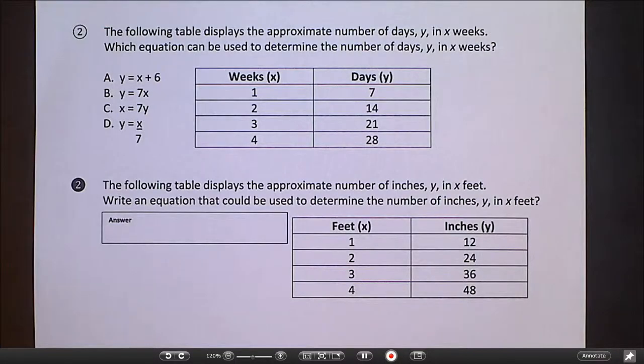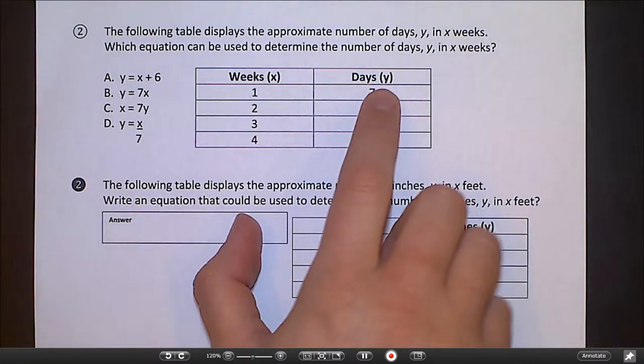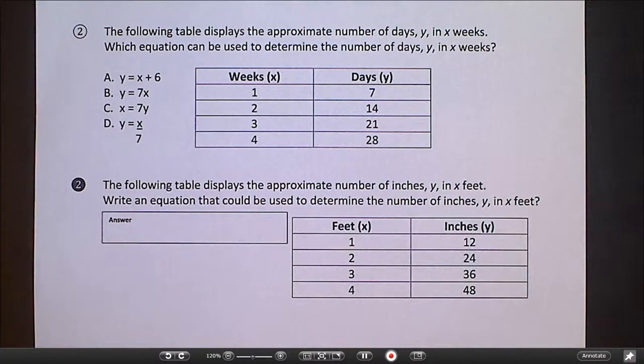Okay, number 2 says the following table displays the approximate number of days, y, in x weeks. So x is our weeks, y is our days. Which equation can be used to determine the number of days, y, in x number of weeks? So I'm looking for the formula, which equation we could use to display this data.